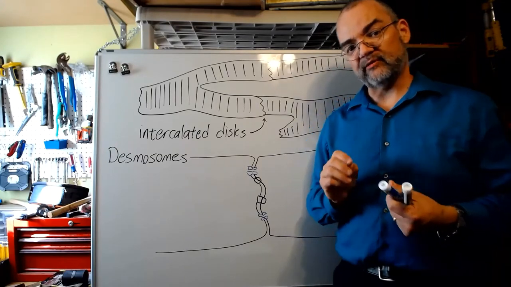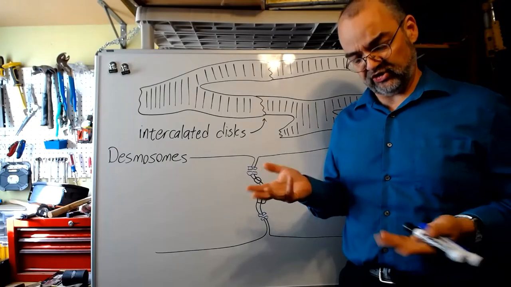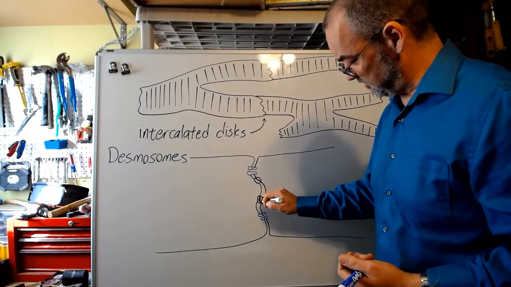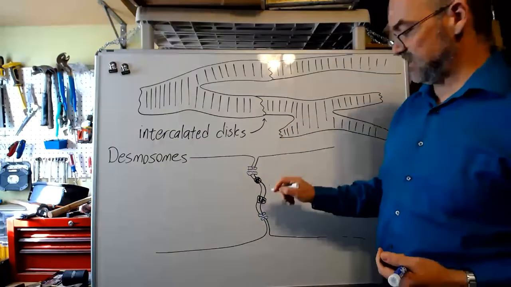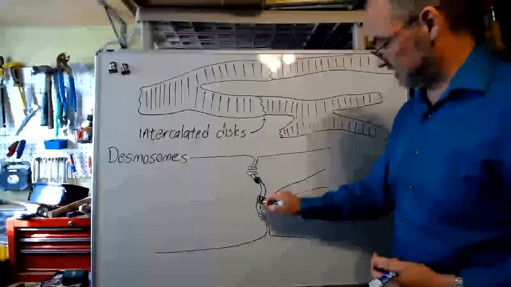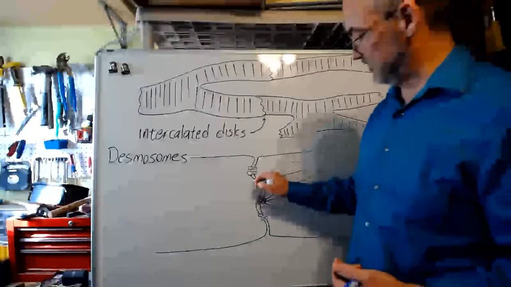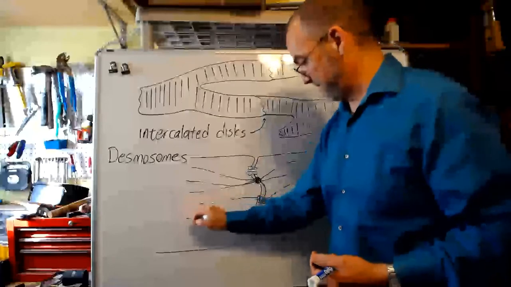In order to prevent that from happening, so that every time the heart beats, it doesn't shred itself into a mush, these desmosomes, I'll color them in darker here to make it a little easier to see them, these desmosomes are attached to the cytoskeleton, the network of filaments and tubules that gives the cell its shape and structure.